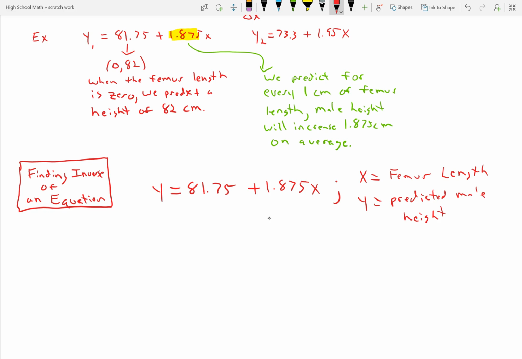All right. To find the inverse, 3-step process. Step 1, exchange x and y. So we rewrite this equation, changing y to x, likewise x to y.